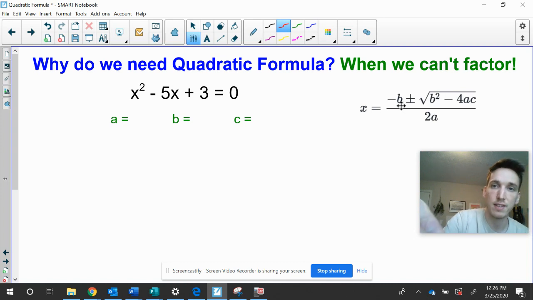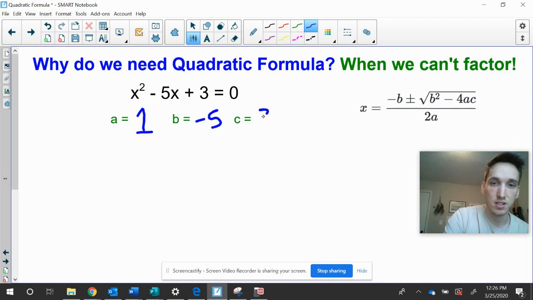So let's go ahead and identify what's A, what's B, and what's C. A is obviously 1 again, right? B, in this case, is negative 5, and C is 3, right? So A is 1, B is -5, 3 is C. Let's plug all this into the quadratic formula and let's get our answer. We'll do it a little bit quicker this time.